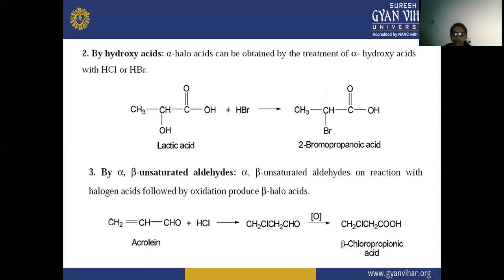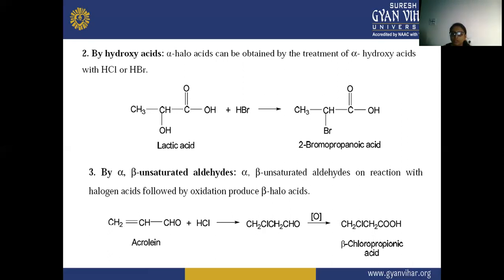Secondly, it is by hydroxy acid. So in the hydroxy acid, these alpha halo acids can be obtained by the treatment of alpha hydroxy acid with HCl or HBr. So here, this lactic acid, which is the alpha hydroxy acid, is reacted with this HBr, that is hydrogen bromide, and after that there is a formation of this alpha bromopropanoic acid.